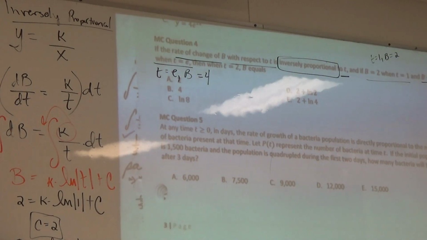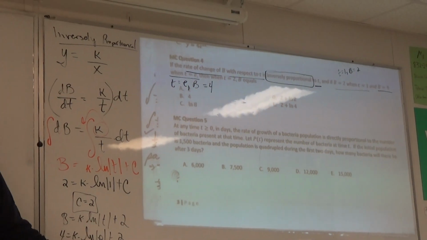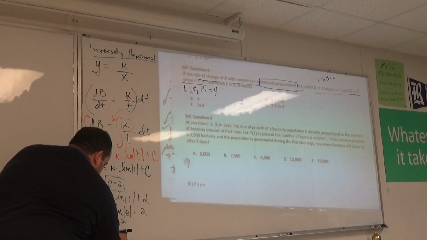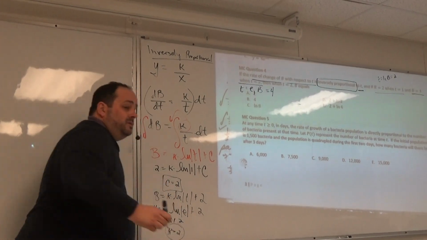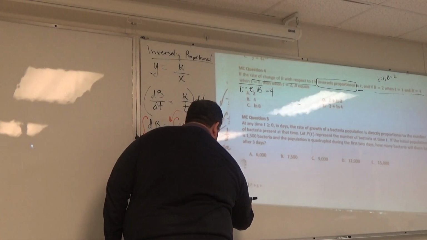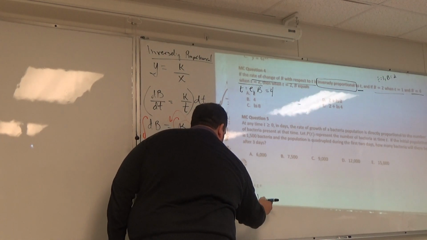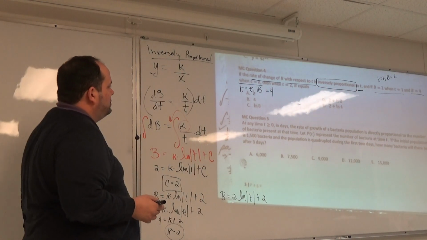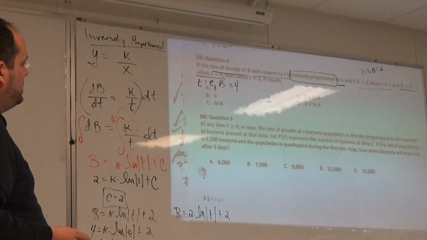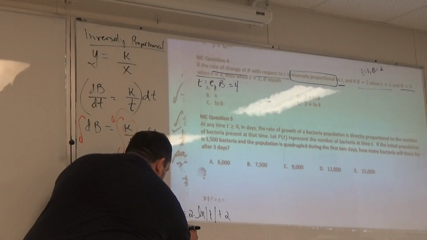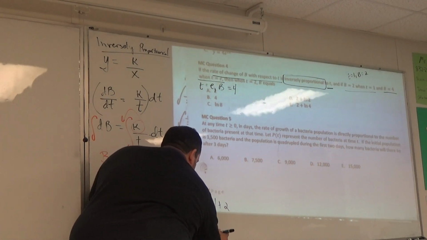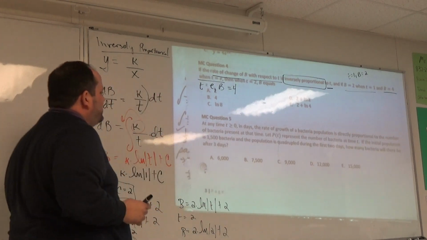Natural log of E is 1 times K. So 4 is equal to K plus 2, and K is equal to 2. Right, then you're just going to finish it off and say, oh, so B is 2 times natural log of the absolute value of 2 plus 2. What happens when T is equal to 2? We get B equals 2 natural log of the absolute value of 2 plus 2.